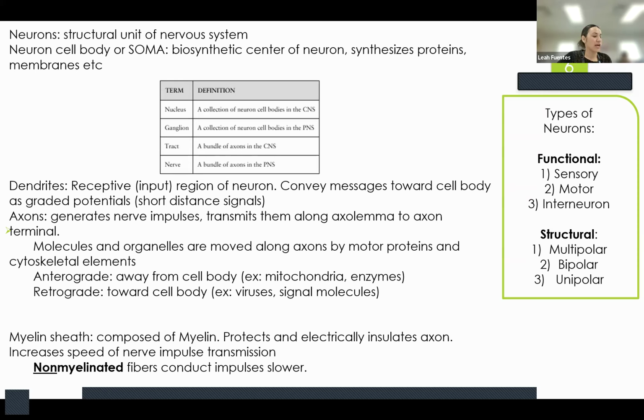We also have tracts and nerves. So tracts are going to be a bundle of axons in the central nervous system, and a nerve is going to be a bundle of axons in your peripheral nervous system.